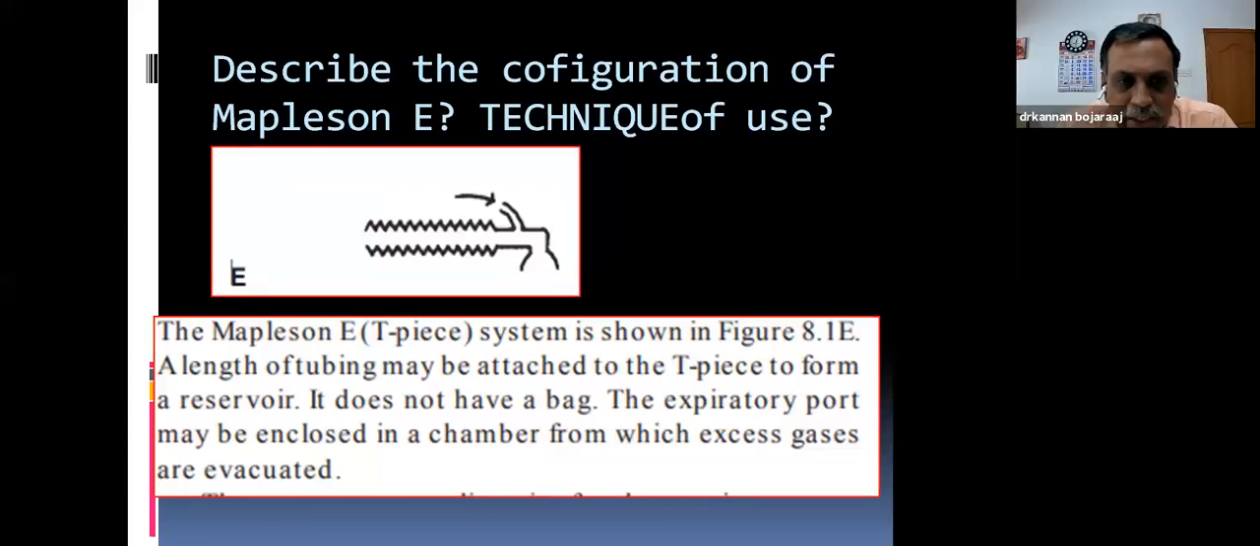And the expiratory port can be closed in a chamber from which gases are evacuated. This is the Mapleson E system. It is a T-piece system with the patient end and the fresh gas flow. And for the machine end, an expiratory limb is attached, a corrugated expiratory hose.